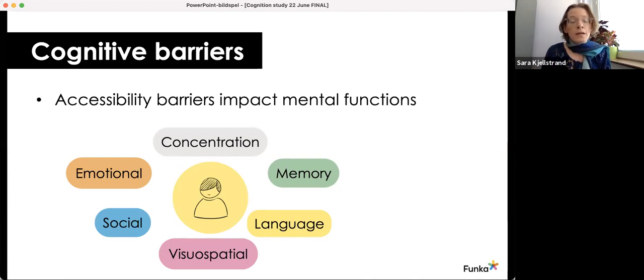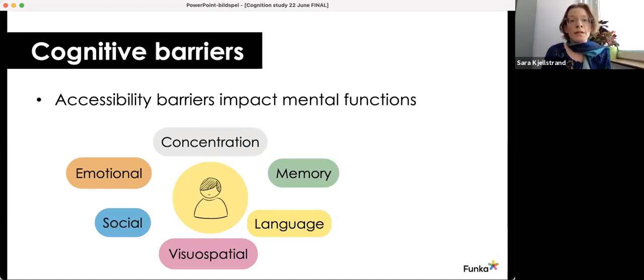So when we are on the web, actually when we're doing anything that needs some part of our brain to function, we use different mental functions, such as concentration, memory, language, visuospatial, so to orient ourselves in surroundings, and social and emotional functions. And accessibility barriers can impact any of these functions or all of them at the same time, and then it becomes really difficult. But for example, if you have a barrier that distracts you, if there are lots of flashing things on the website, it makes it difficult to concentrate on the content.